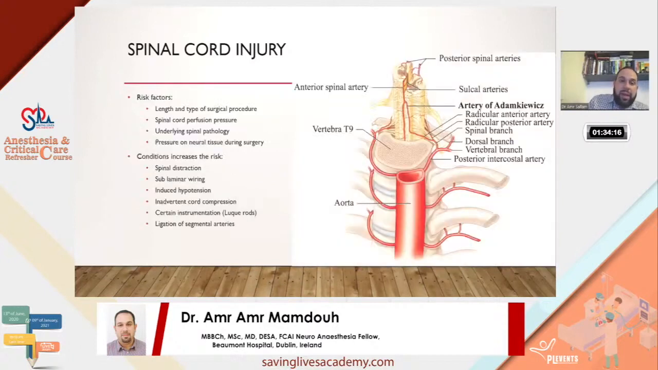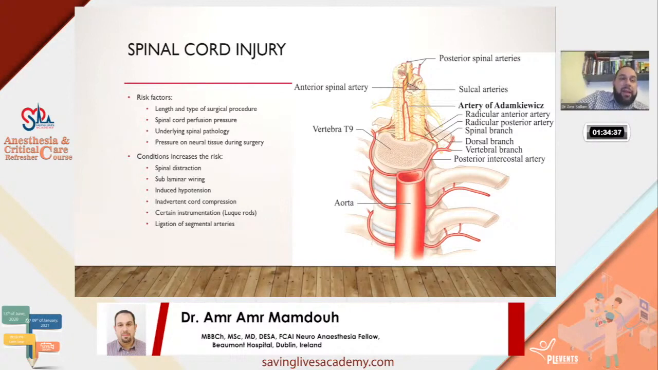If we take a look at the blood supply here, we see that the major vessel is the artery of Adamkiewicz, along with the segmental arteries from the thoracic and lumbar region. These are very important, and we have to know about this.